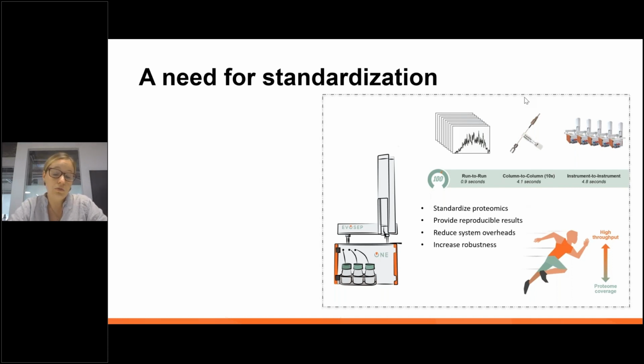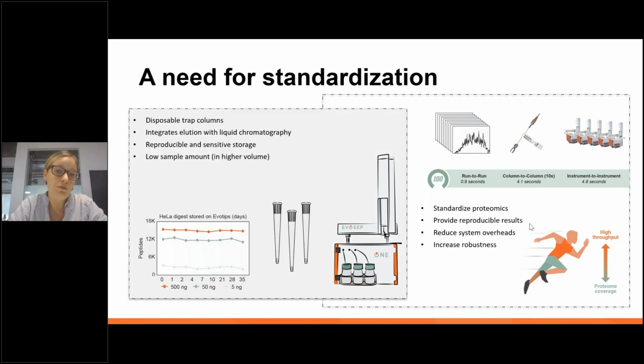So if one needs to change a column while measuring a large sample set, we can still achieve a high reproducibility. And also, when we really want to scale up and compare between instruments, we also have a really nice instrument-to-instrument reproducibility. The aim of the Evosep One was also to reduce system overheads so that we are able to do high throughput analysis, but also with a nice proteome coverage, and while still having a good robustness.